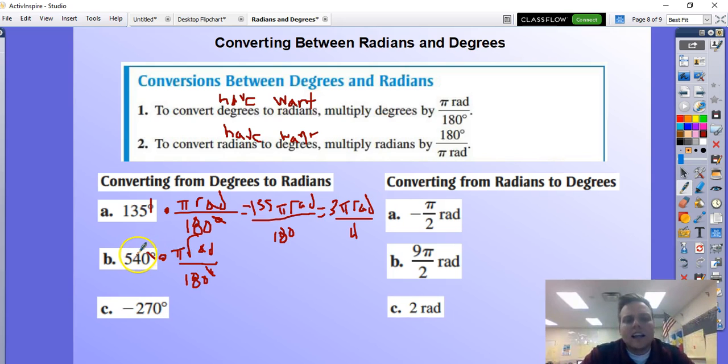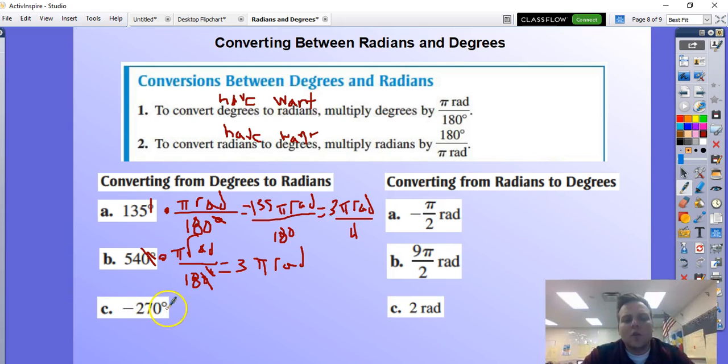Okay, so then I end up with 540 over 180, and I'm pretty sure that's 3. Well, I know the 18s and the zeros cancel, and then 54 divided by 18, yeah, that is 3. So I end up with 3 pi radians. So then I can say that 540 degrees is equal to 3 pi radians.